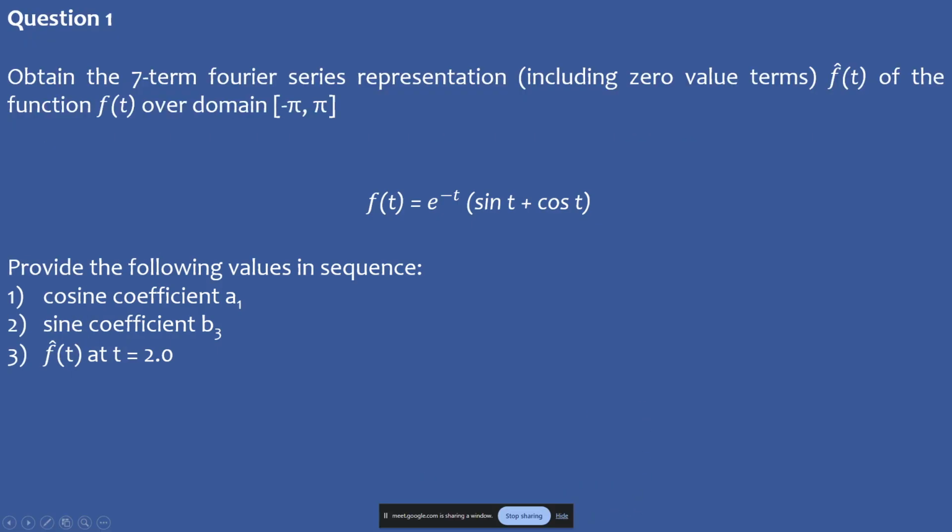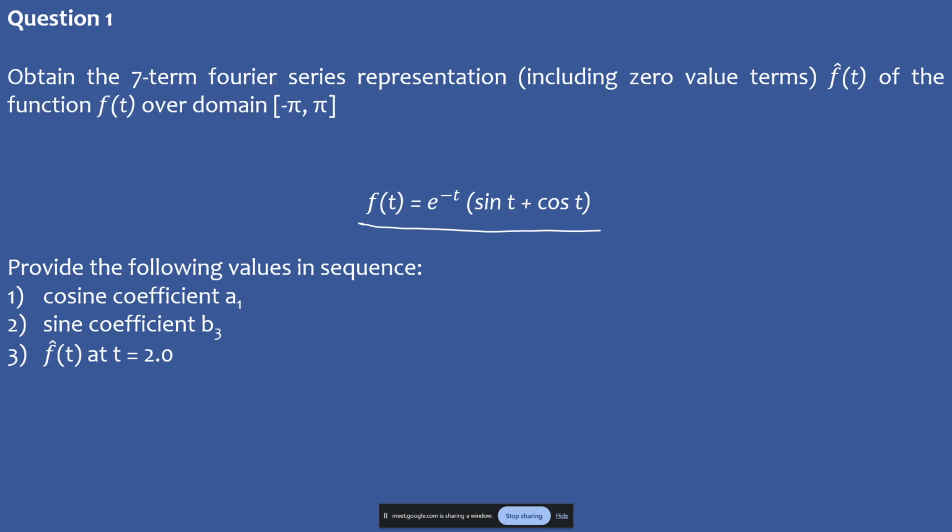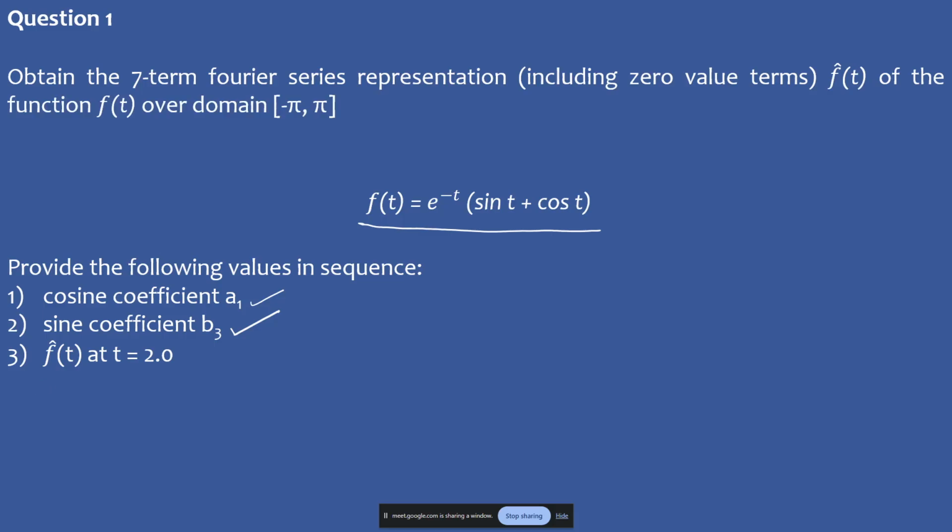So we are having the particular function available with us, which is f(t) = e^(-t) (sin t + cos t). You need to evaluate the cosine coefficient a1, the sine coefficient b3, and accordingly you need to evaluate what is f hat(t) at t equals 2.0. So we have the function f(t) = e^(-t) (sin t + cos t).